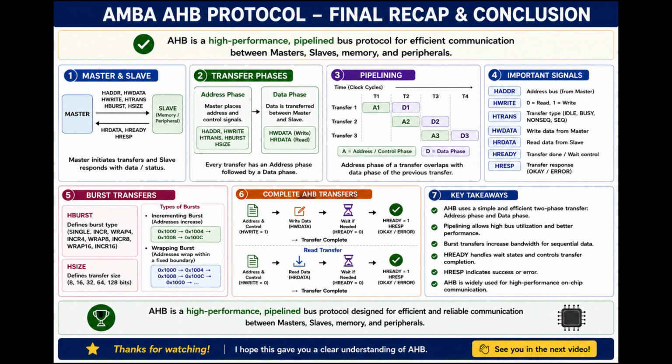Then we looked at the burst transfer, including HBURST, HSIZE, incrementing burst, and wrapping burst. Finally, we saw complete AHB write and complete read transfers and how pipelining improves bus efficiency. So AHB is a high performance pipelined bus protocol designed for efficient communication between masters, slaves, memory and peripherals. I hope this gave you a clear understanding of how AHB works.